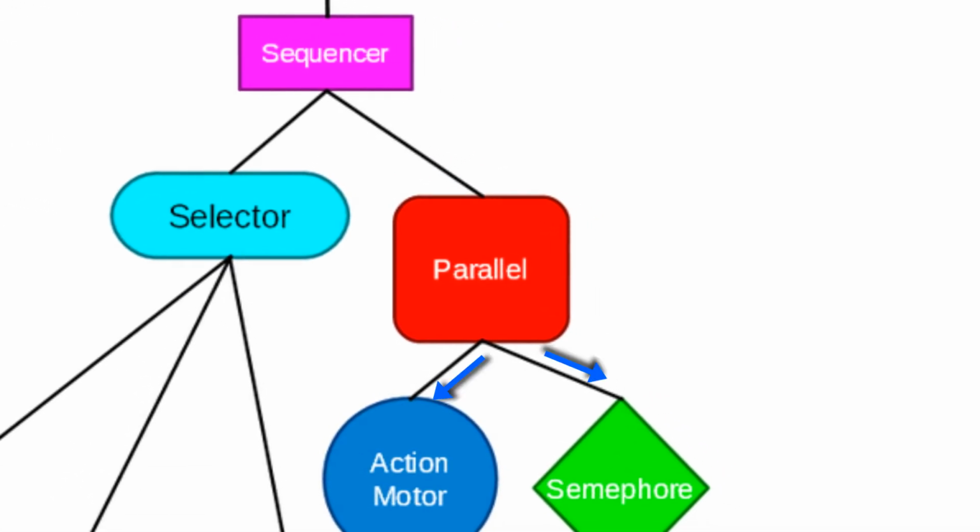The parallel node will process all of its children nodes simultaneously. It can be configured to either accept all the children nodes to fail or all the children nodes to be successful, returning either one of those results based on that configuration.